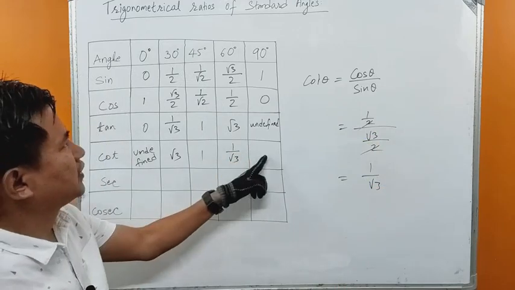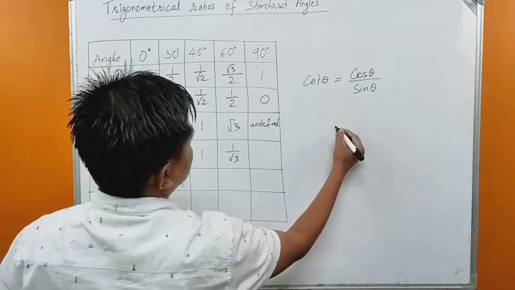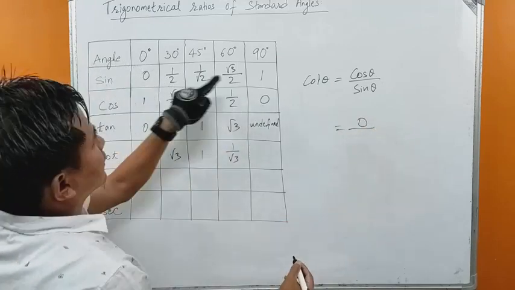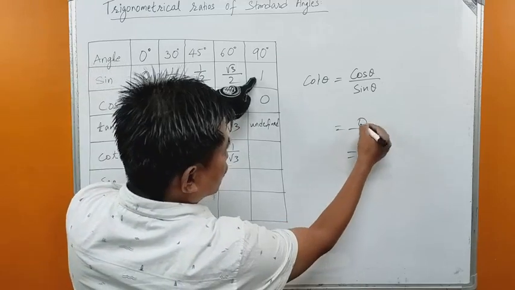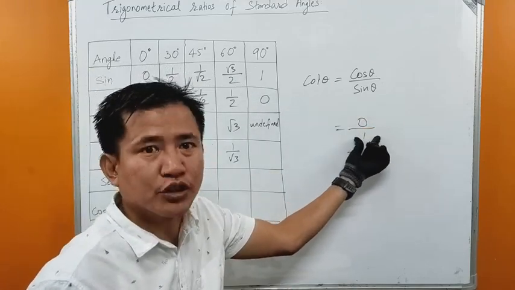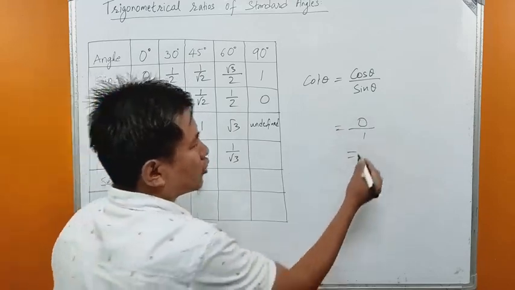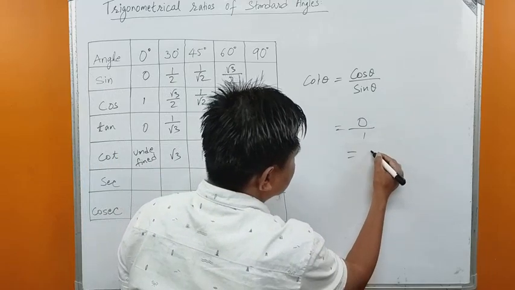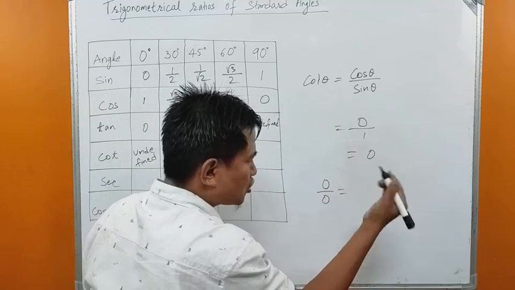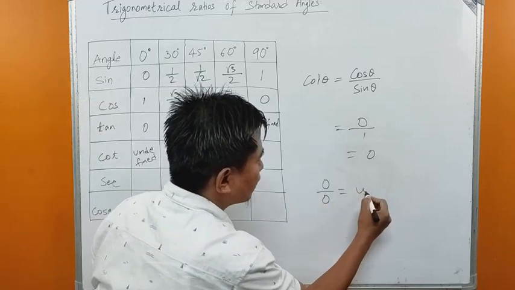Now cot 90 degree. Cot 90 degree means cos by sine. So cos 90 is 0 divided by sin 90 which is 1. So 0 upon 1. When there is 0 in the numerator, whatever be the number in the denominator except 0, the answer is always 0, okay? Except 0, because 0 upon 0 is not 1, not 0. 0 upon 0 is undefined.